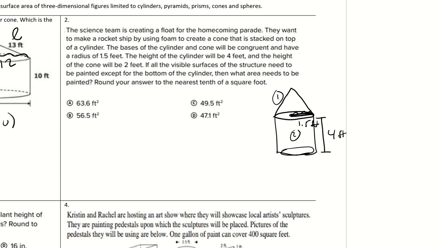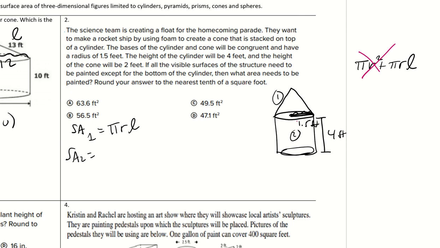And then all the visible surfaces need to be repainted except for the bottom. So we're going to ignore the bottom when we do the surface area. Let's write that formula out. The surface area of the cone is normally going to be, I'll write it off to the side, pi r squared for the bottom plus pi r L. But we're going to ignore the bottom because that is meshed to the cylinder itself. So it's just going to be pi r L.